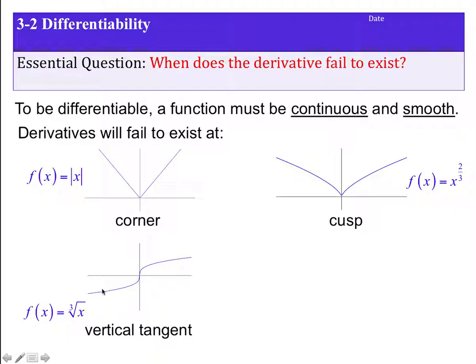And so if you notice, this looks like, okay, I can draw this without lifting my pencil. So it meets the continuity criteria, and it even looks smooth throughout this entire domain. And you're right, it is smooth through the entire domain. So the question is why can't we have a derivative here? And really the answer is, this is the trickiest one, I think. The answer is the tangent line here is vertical. And so if we think about a vertical line and the value for slope, vertical lines have infinite slope.